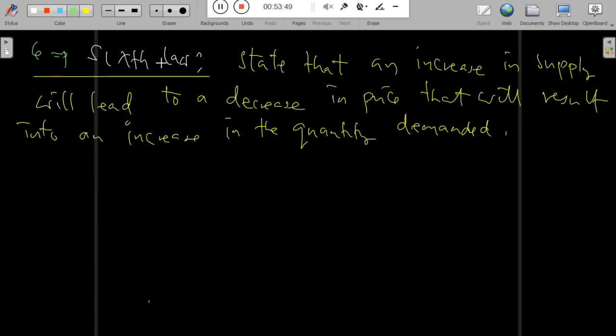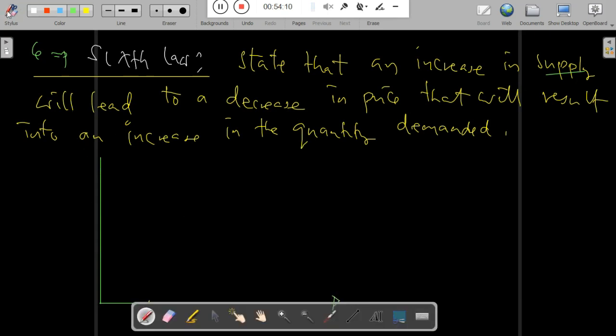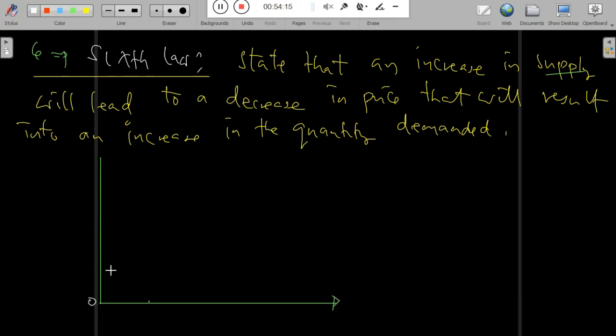So also the sixth law states that an increase in supply will lead to a decrease in the price that will result in an increase in quantity demanded.